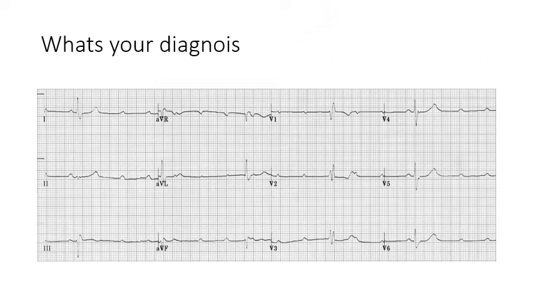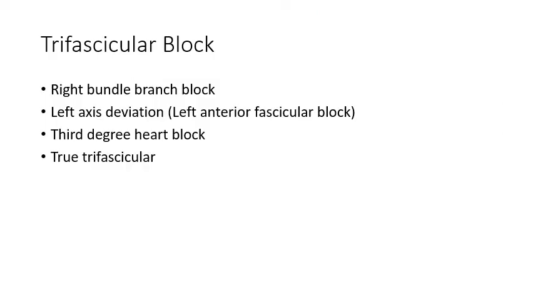I need to show you something else. So now see, this is trifascicular block, which is a combination of right bundle branch block, left axis deviation, and third degree heart block, a true trifascicular heart block, in which, as you have already seen in the previous ECG, there will be three things: left axis, third degree heart block, and a right bundle branch block. So if you see this combination in any ECG anywhere, you can easily say that this is a trifascicular block.